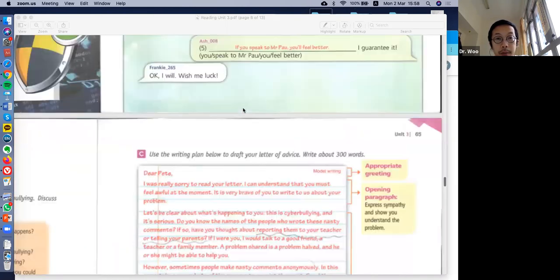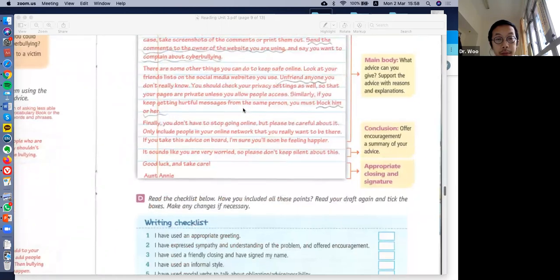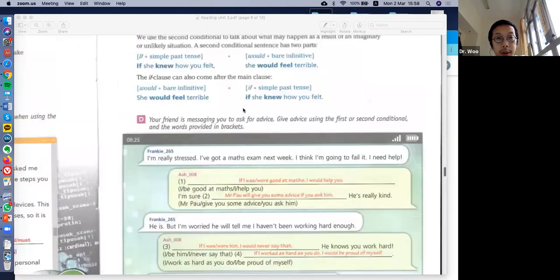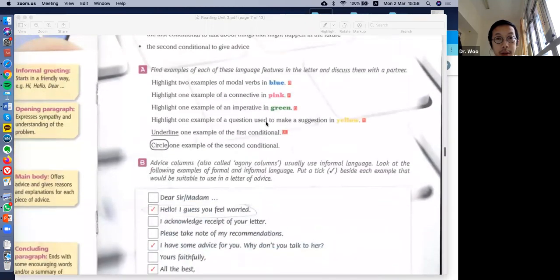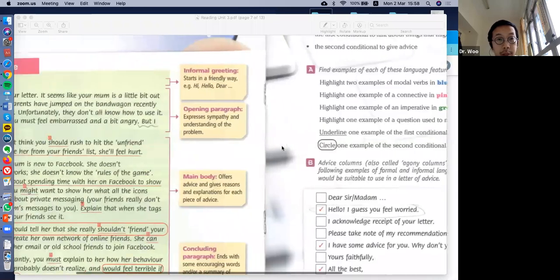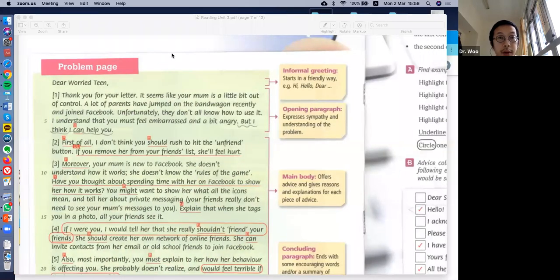Okay, let's do one more, just the final thing. Sorry about that. Okay. So we've already highlighted some questions, imperatives. We see conditional sentences here. See some if sentences here. Right. If, it's the second conditional. If, this is first conditional.